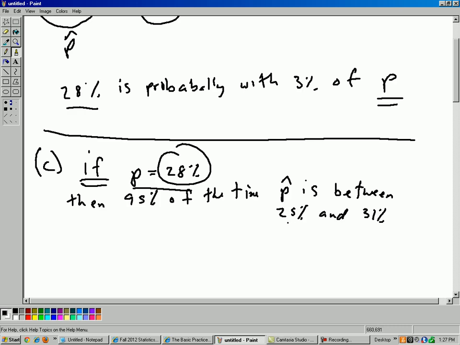This 28% is only a p hat, and so you can't say that the p hat is within roughly 2 standard deviations of p. But if you don't know p, you can't change that question around. You can't say that 95% of the p hats are between certain numbers if we don't know what p is. So that's why C is not correct. And that's it for that question.